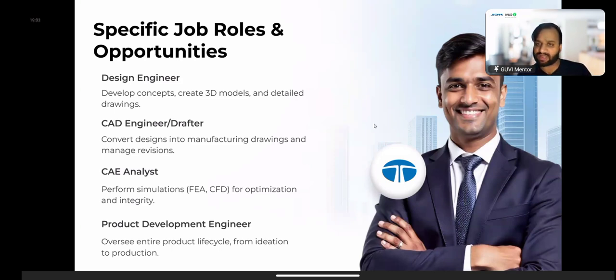What is PLM? That is product lifecycle management, which you can learn in your engineering as well. You can also be a product development engineer, covering the entire product life cycle from ideation to production. Basically, you must have learned about the position like NPD, new product development. Its job role is from research to production.